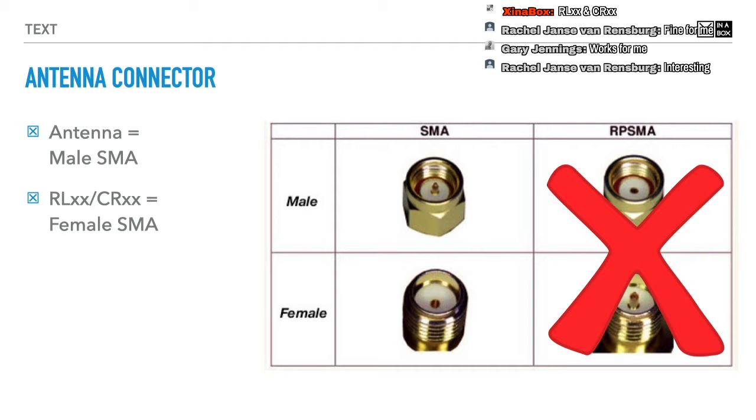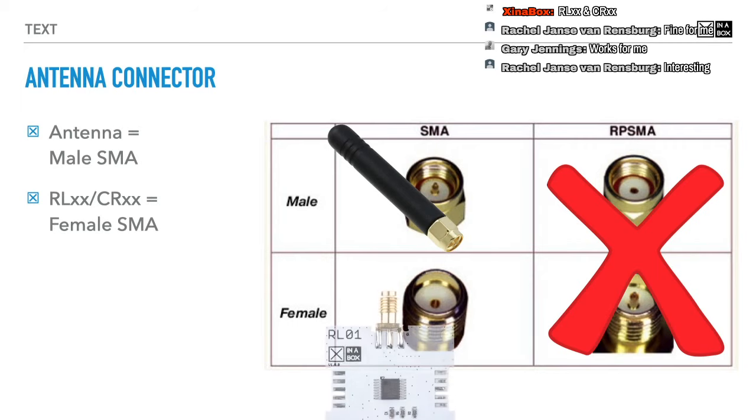So the whole thing is that if you have to go out and find an antenna, you have to find an antenna where it's a male SMA. That is very important because our xChips are using the female SMA. Okay, so RP-SMA, it cannot be. You have to have SMA, and you have a male for the antenna, and you have a female for the IL01.